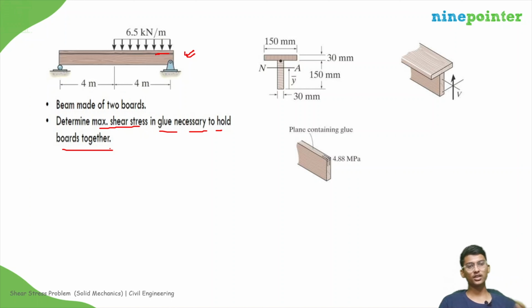See, we already discussed in the lecture when it is under vertical loading, then these two boards will try to shear off, right? So this glue will resist them. To resist this, we need to first find out the maximum shear stress in this line, right? So that maximum shear stress should be resisted by this glue to hold these boards together, right?